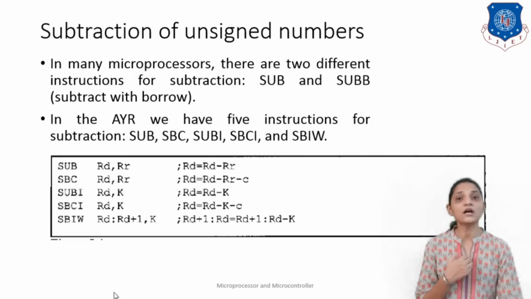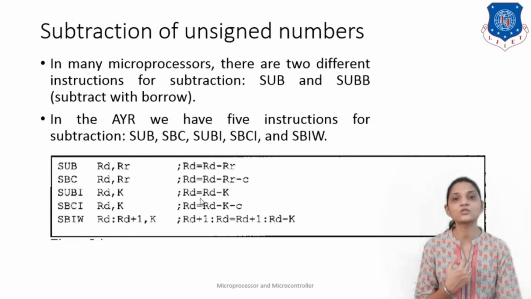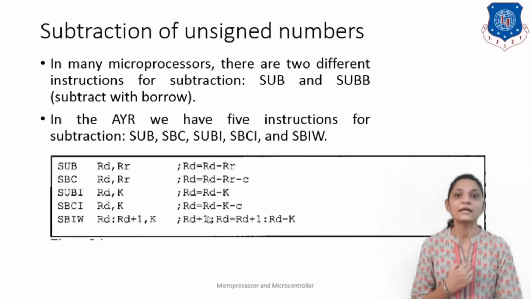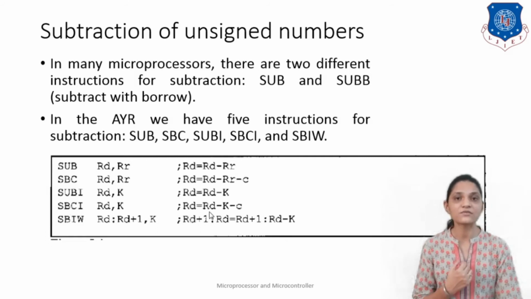We can do the immediate subtraction, that is SUBI, that is RD minus K, and the result is stored inside RD. So the opcode for this instruction is SUBI RD, K. Here RD is replaced by RD minus K. We can use the instruction SBCI RD, K. In this also you are doing the immediate subtraction but with carry. So the result will be RD equals RD minus K minus carry.